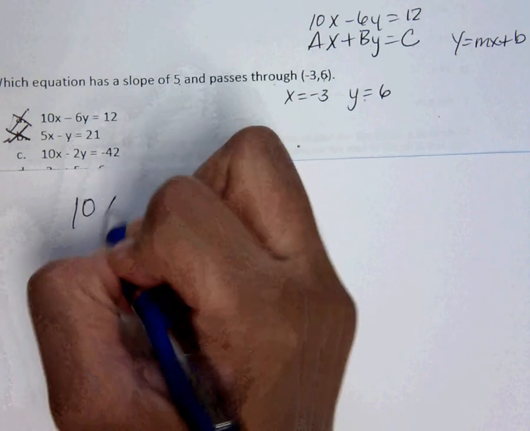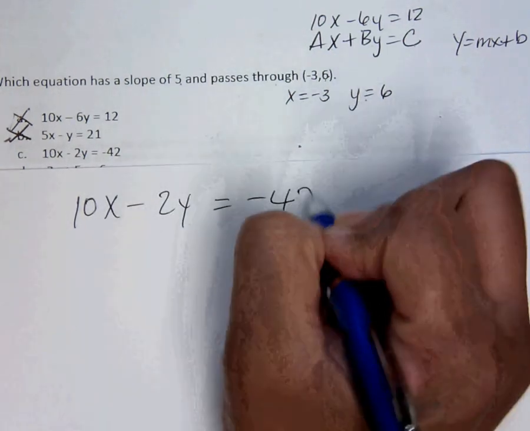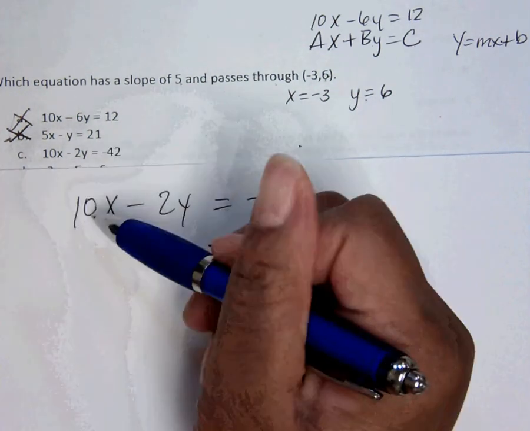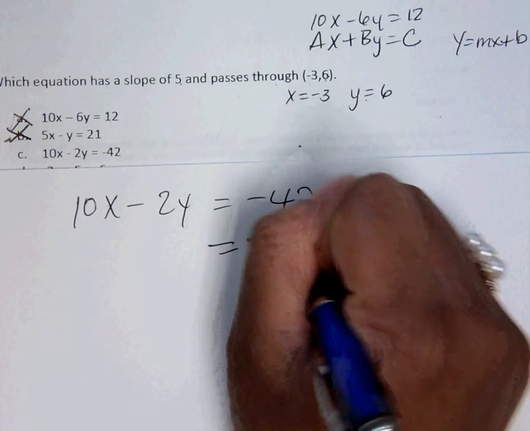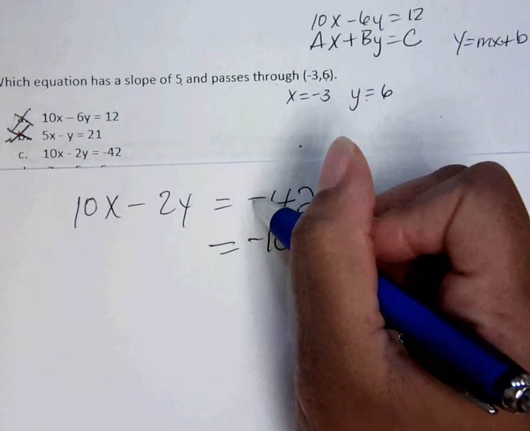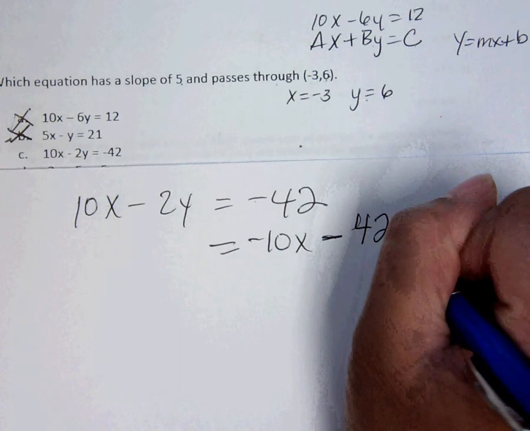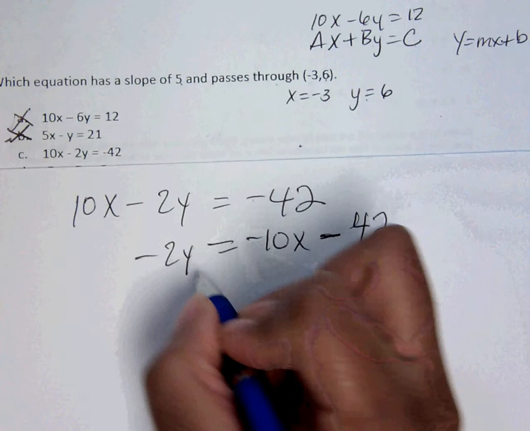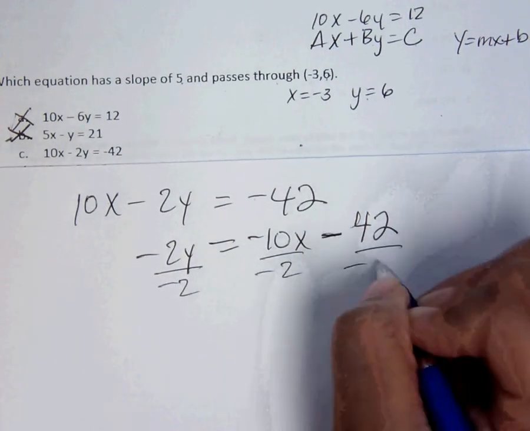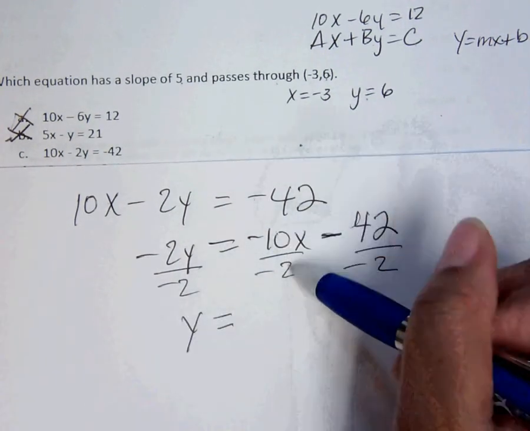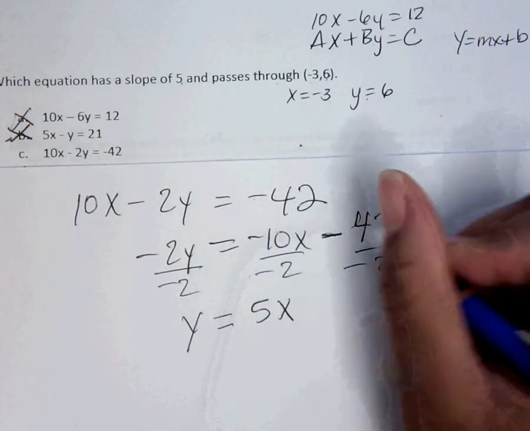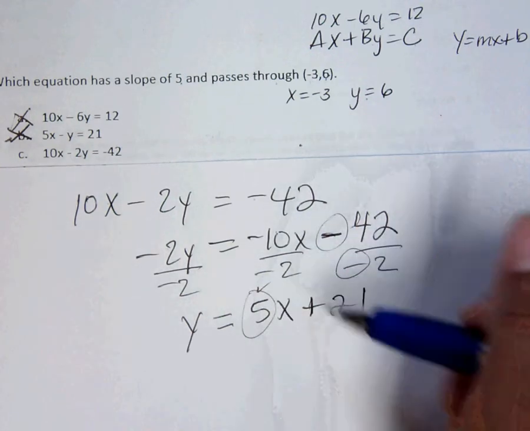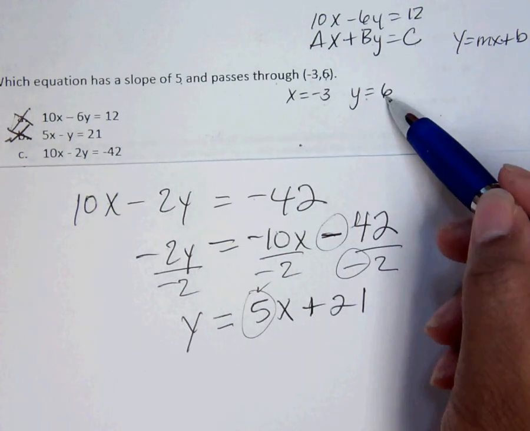Let's do C. So the x term is positive, so it would be negative. And I don't write plus 42 this time. I'm going to write minus 42. If you put the plus sign, you're going to have to write plus and negative. Now we divide by -2. And y equals, this is positive 5. This is positive 21. So my slope is 5, and I need to see negative 3, 6.